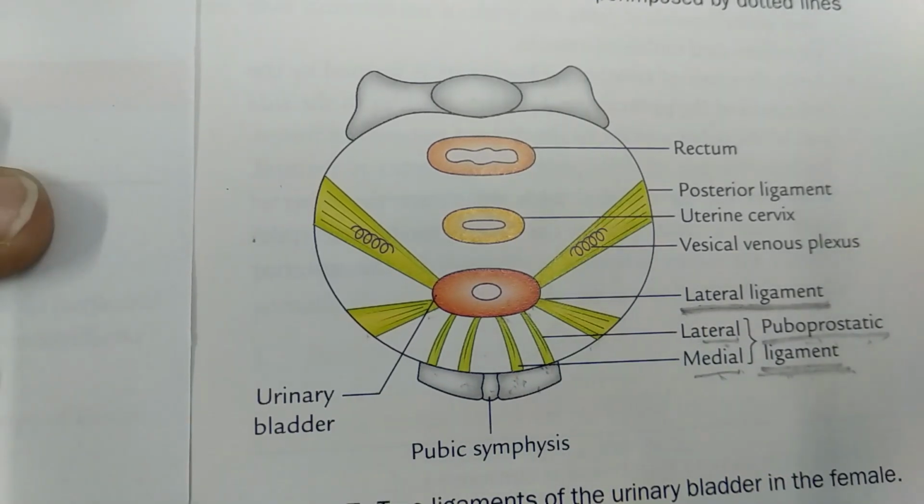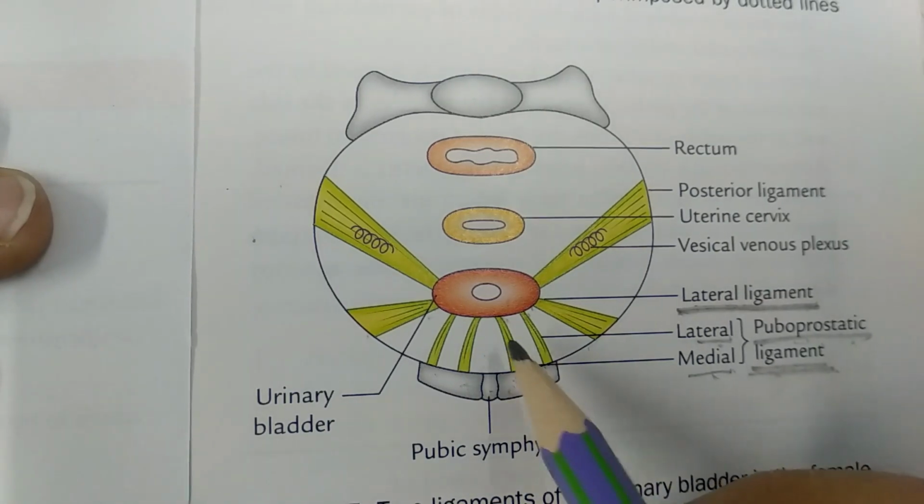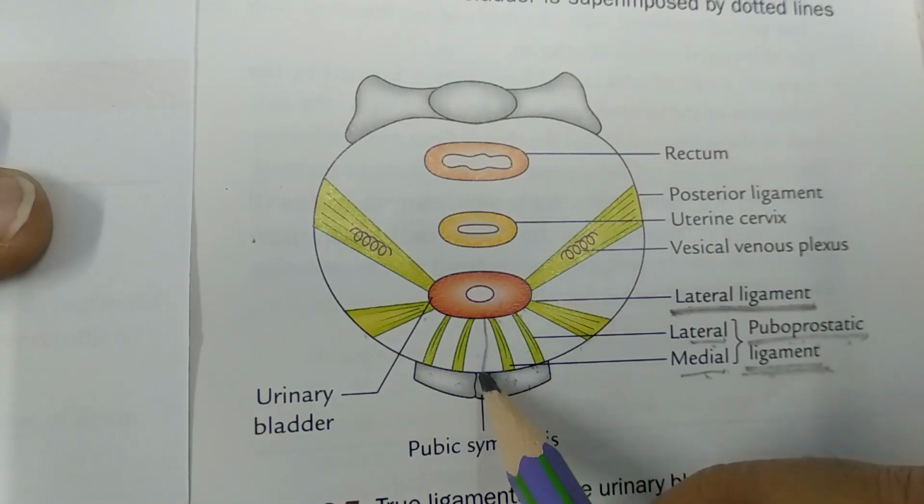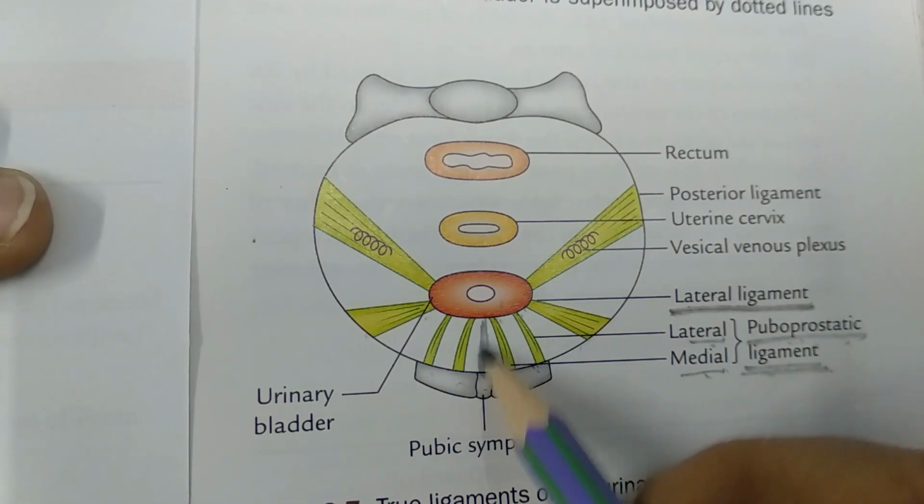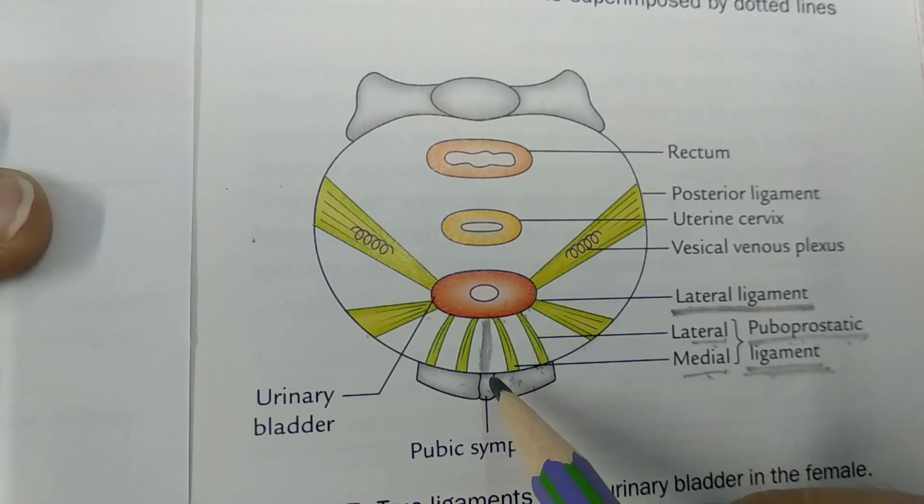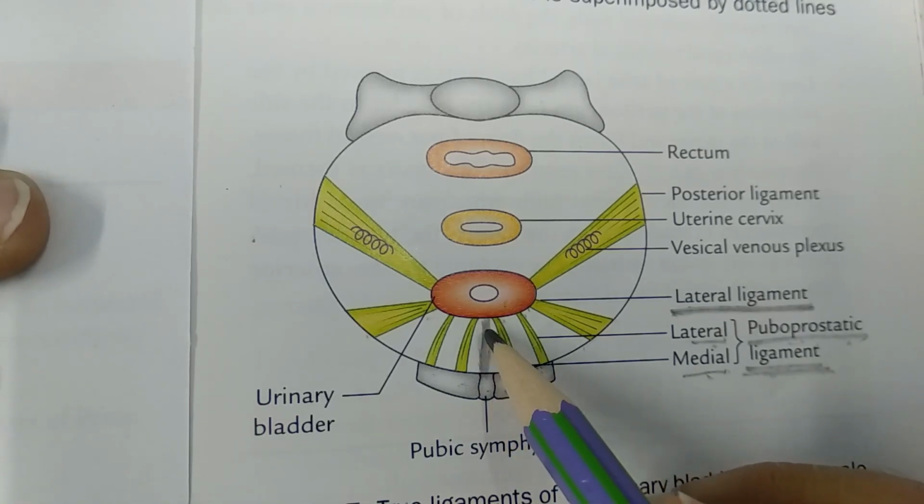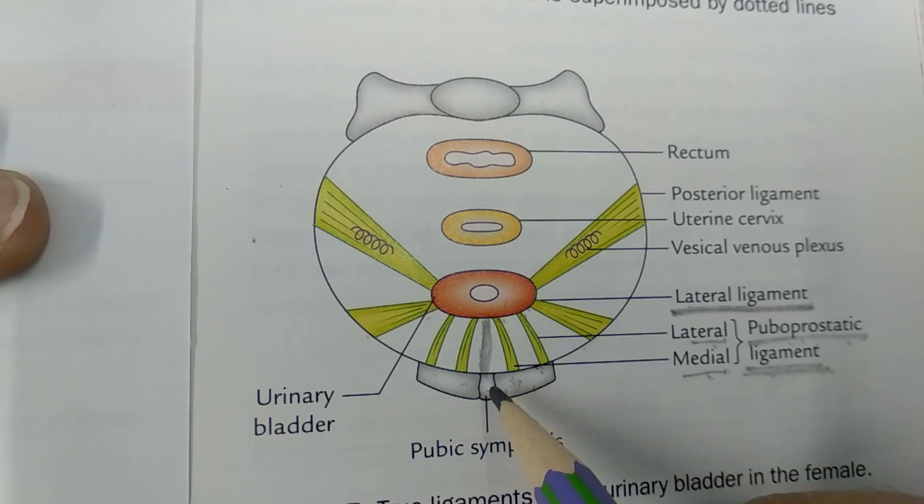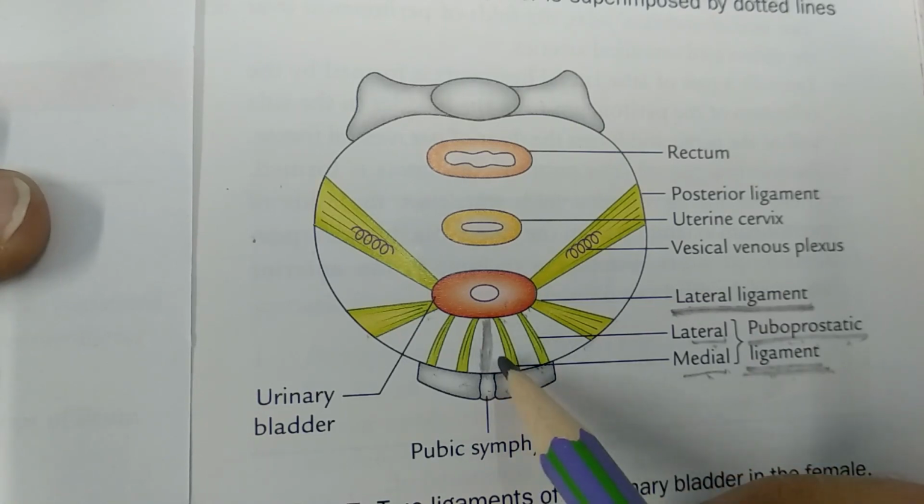Now the third is the median umbilical ligament. It is a fibrous remnant of the urachus and it extends from the apex of the bladder to the umbilicus, and it maintains the bladder in position anteriorly and superiorly. This is the median umbilical ligament.